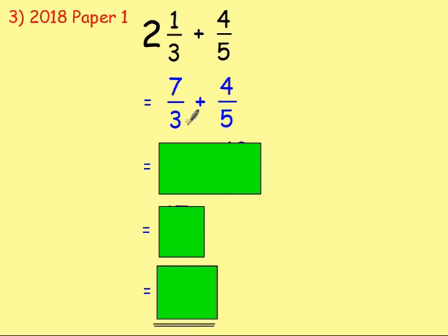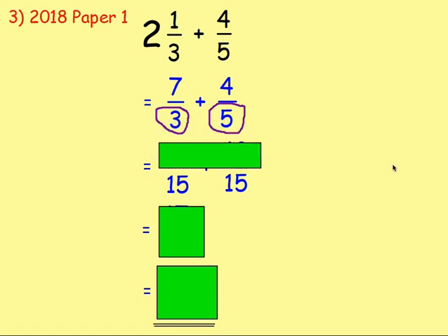So to get the lowest common denominator, think about your 3 times table and think about your 5 times table. What's the smallest answer that appears in the 3 times table and the 5 times table? Think about 3 times table, 3, 6, 9, 12, 15, 18, and so on. 5 times table, 5, 10, 15, 20, 25. Good, well done, you've got it. 15 is in the 3 times table and it's in the 5 times table.